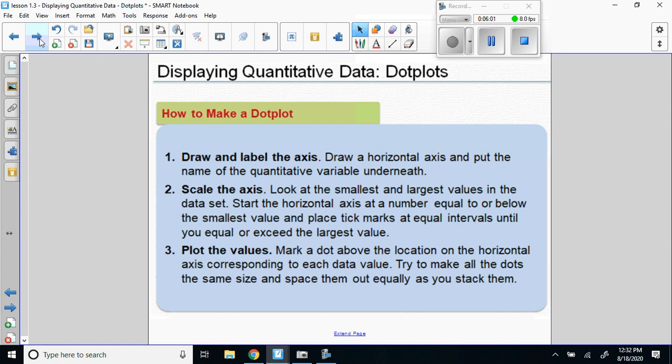All right, how to make a dot plot. It's not hard to make a dot plot. It's a number line, put the numbers underneath it, put the little dots that represent frequency or the number of, right?